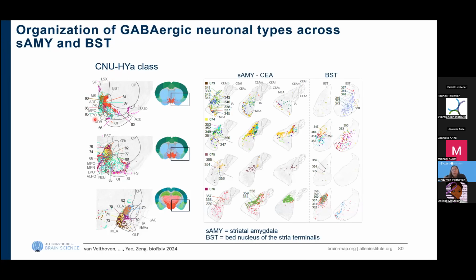And when we look specifically at the connection between the CEA within the striatal amygdala and BST, the BST is a major output region of the CEA. So it is very interesting to see that many of the same cell types are represented in both of these regions. And one thing that is noticeable is that there are specific domains that each of these types are present in both CEA and BST.